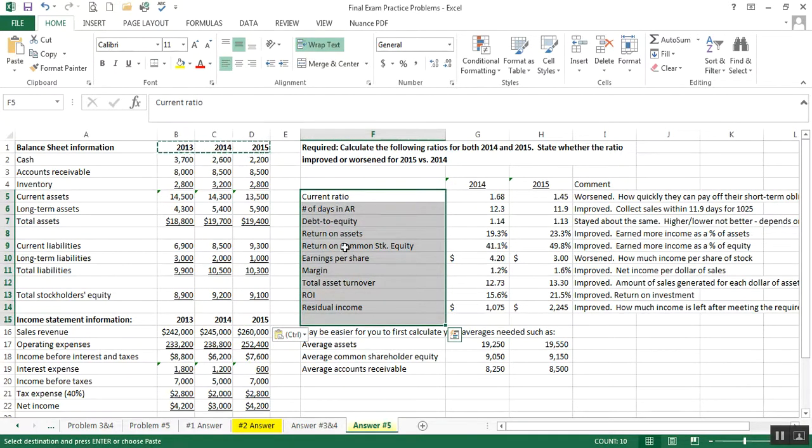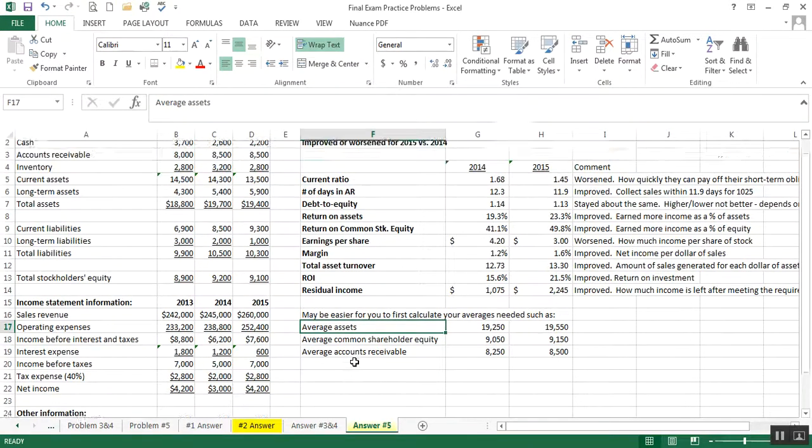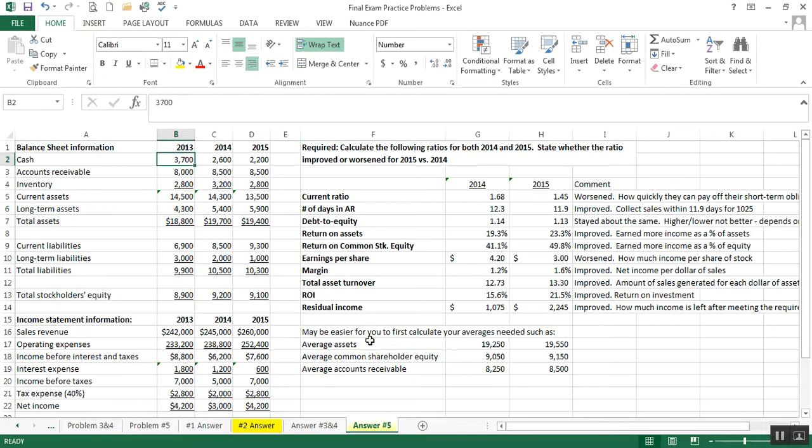If you remember, some of the ratios that we're going to be looking at, we're going to need to solve for averages. So it's actually easier if you calculate those averages first. We're going to need average assets for our return on assets, average common shareholders equity for our return on common stockholders equity, and average accounts receivable for our accounts receivable ratios. And common stockholders equity and common shareholders equity can be used interchangeably.